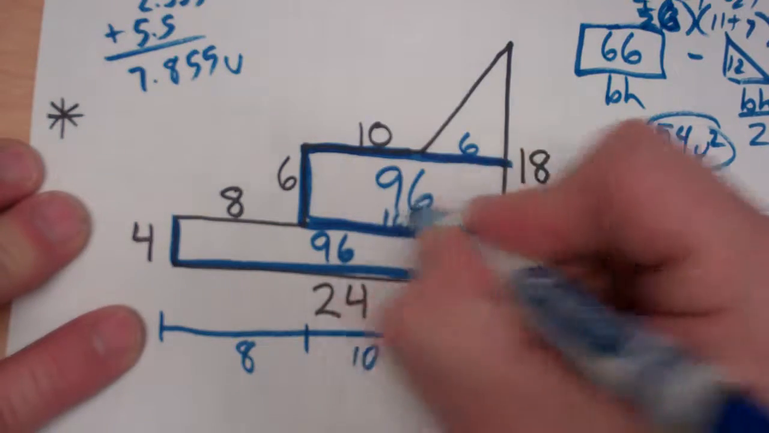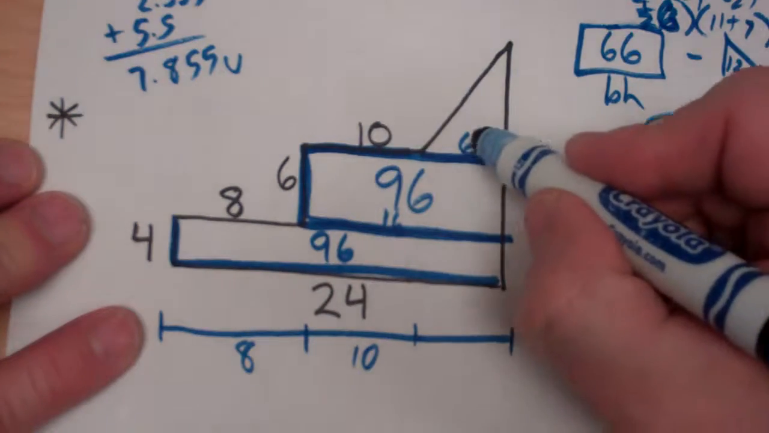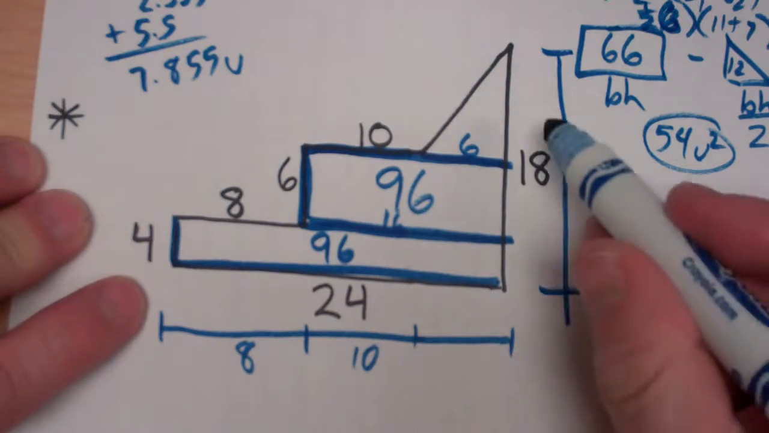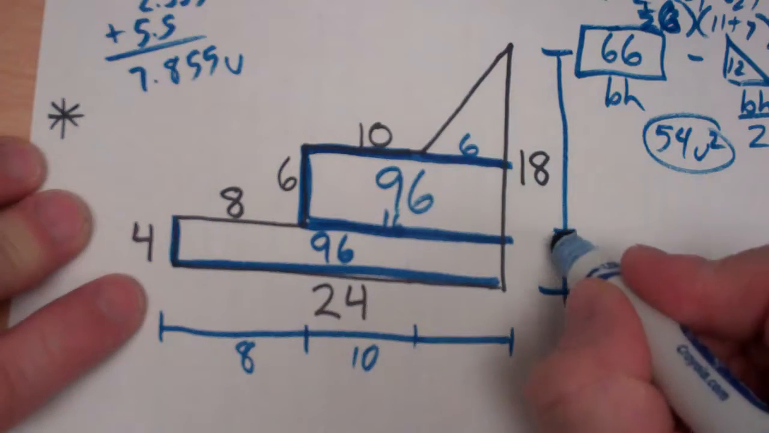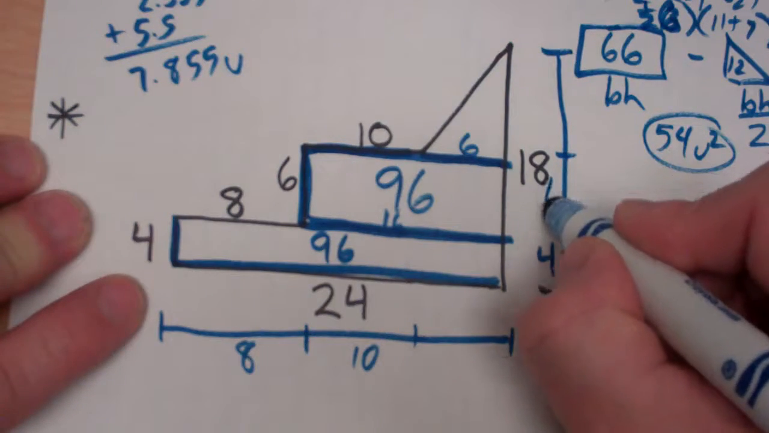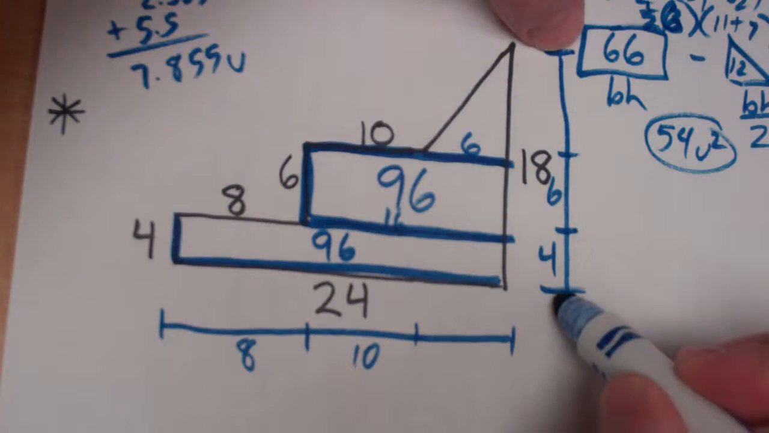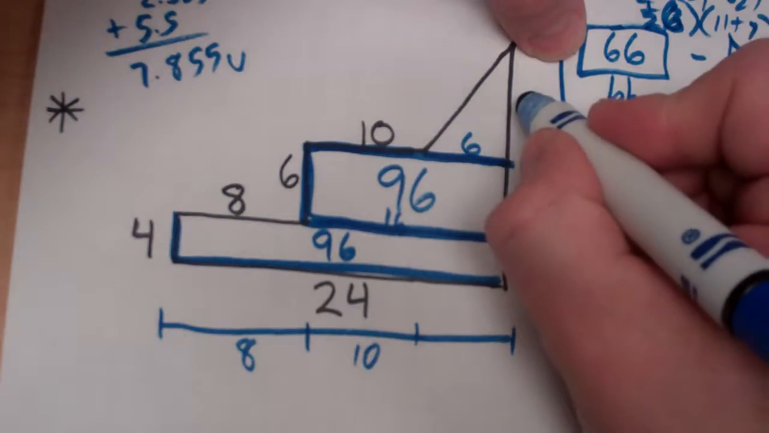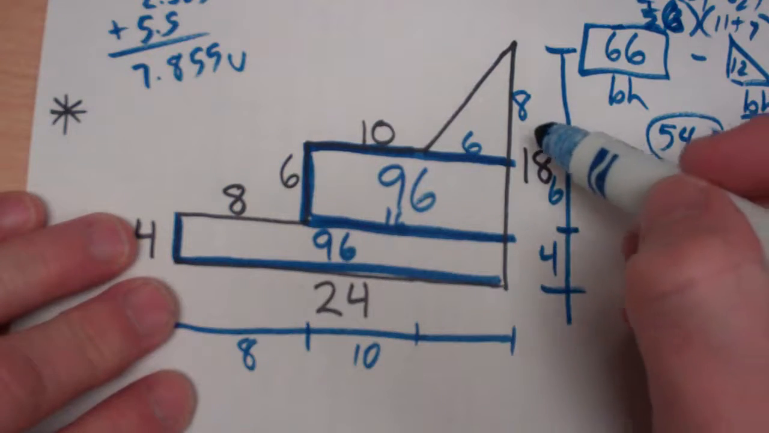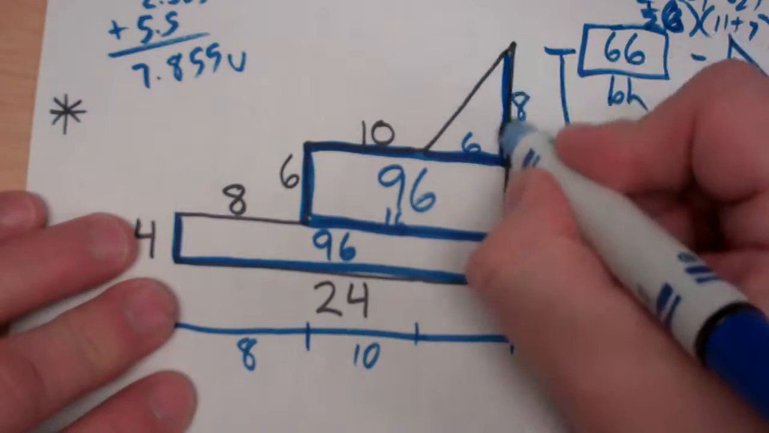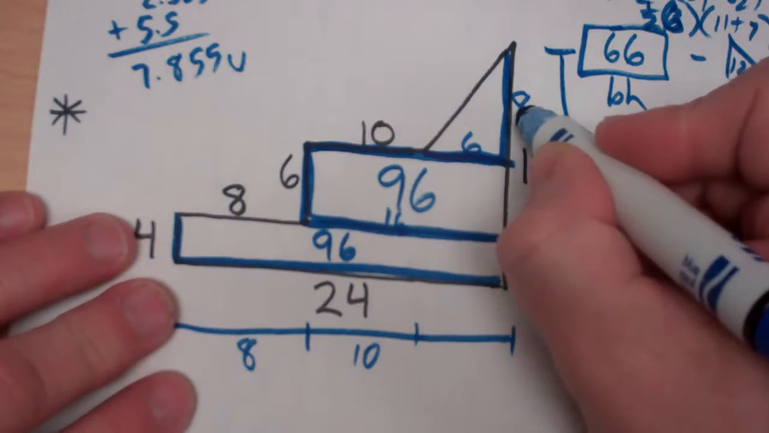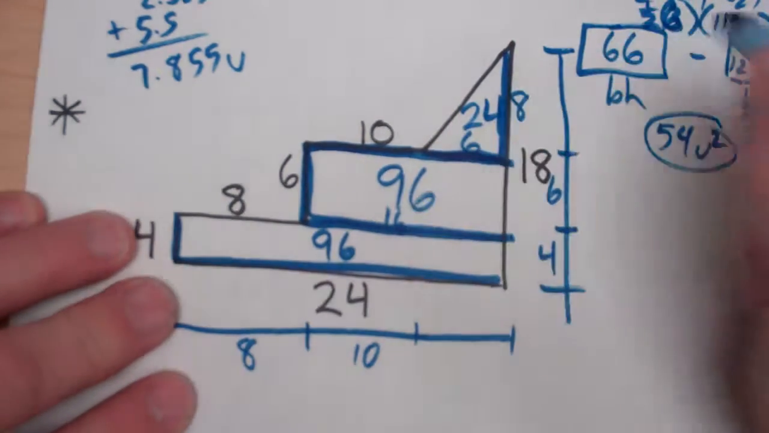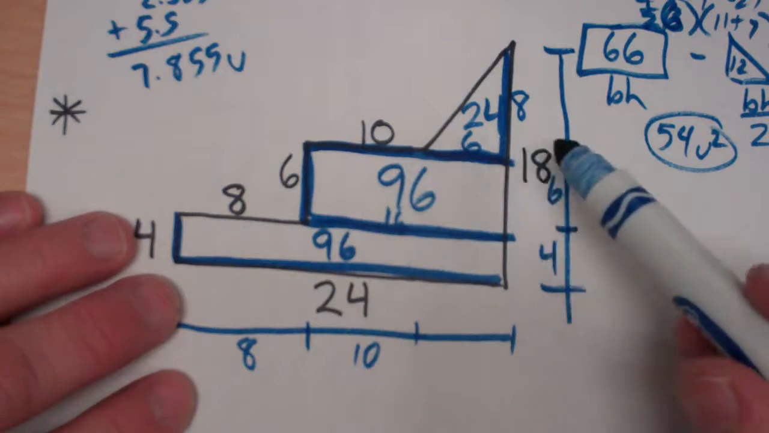That's another 96. And now I have this 6, but I don't know this distance here. But once again, if this whole distance is 18, and here's 4 of that 18, and here's 6 of that 18, then if I take 18 minus 4 minus 6, I'll be left with this up here, which is 8. Now I have to be careful because that's a triangle. Base times height divided by 2. So 48 divided by 2 is 24. Now all I have to do is add 96, 96, and 24.